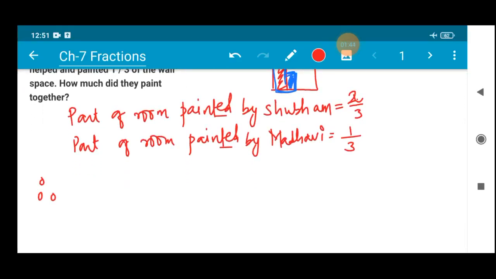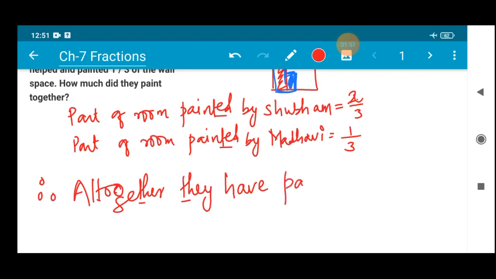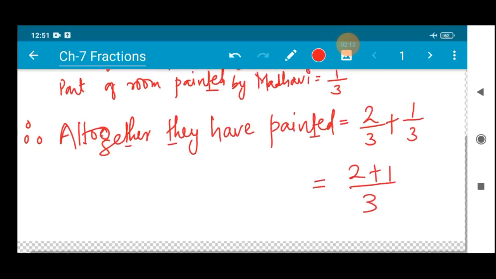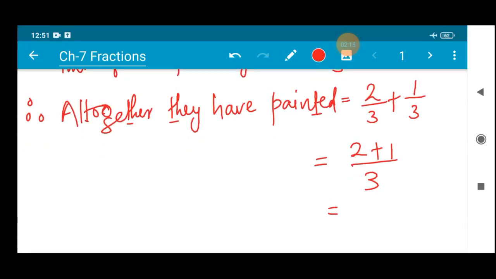So therefore altogether they have painted, they means Subham and Madhavi, is equal to 2 by 3 plus 1 by 3, right? So in our previous class we have solved this type of sum, that whenever we have the same denominator, then the numerator 2 plus 1 can be added, or if there is a subtraction, it can be done directly. Now 2 plus 1 is 3, then it is 3 by 3, it is 1 part.